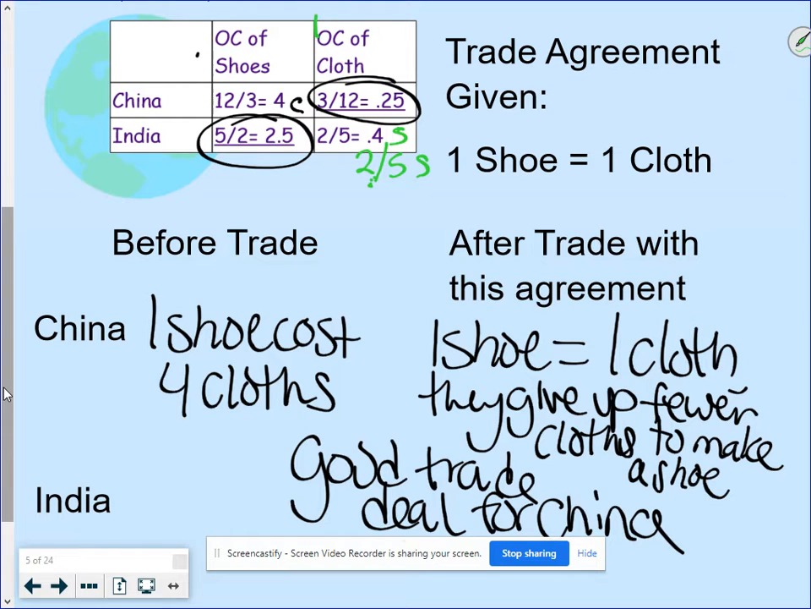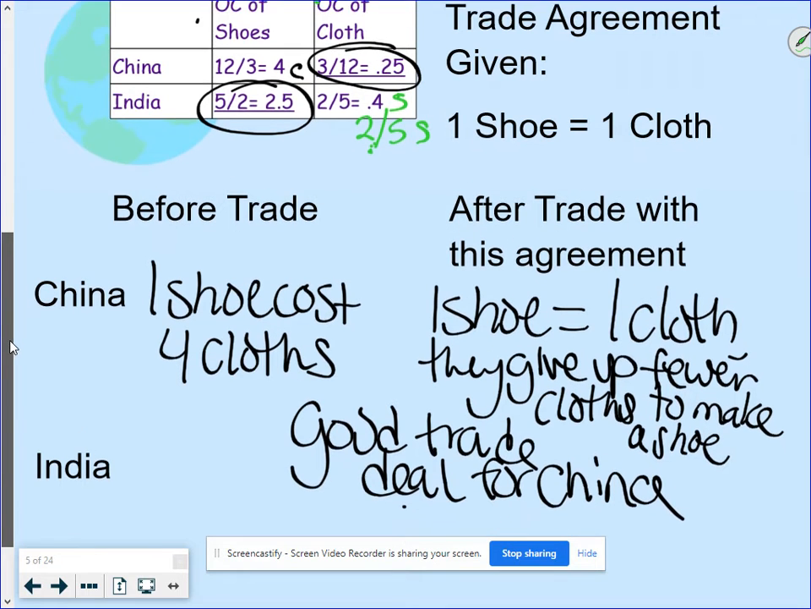Is this a good or bad trade deal for India? Why? They're now going to have to give up more. I could have just given up less than half a shoe before, and now I have to give up a whole shoe. This is not a good trade deal for India. They're going to say no to this trade deal. China's going to love it because they're giving up less, but India could do better on their own.